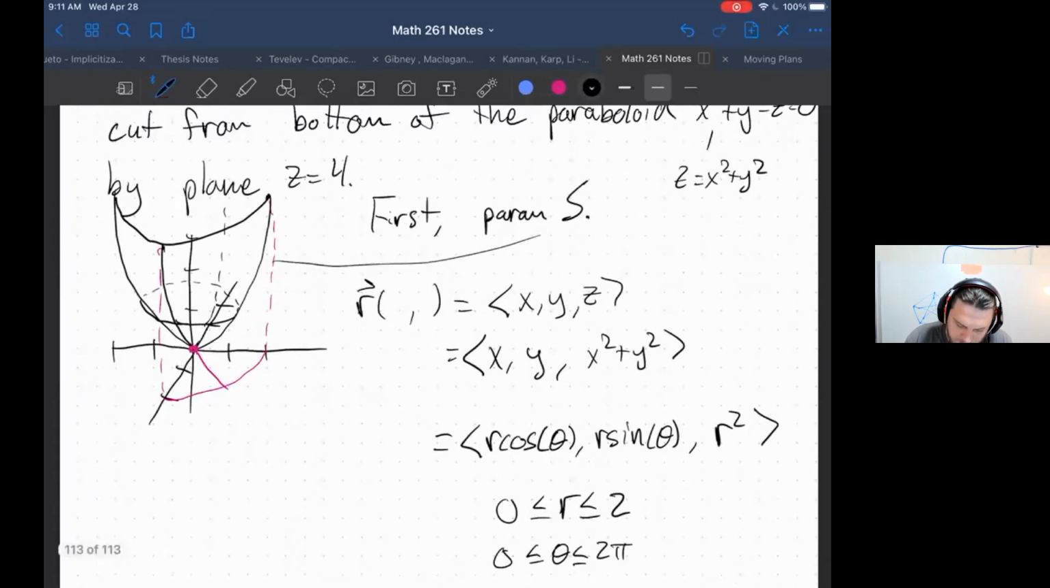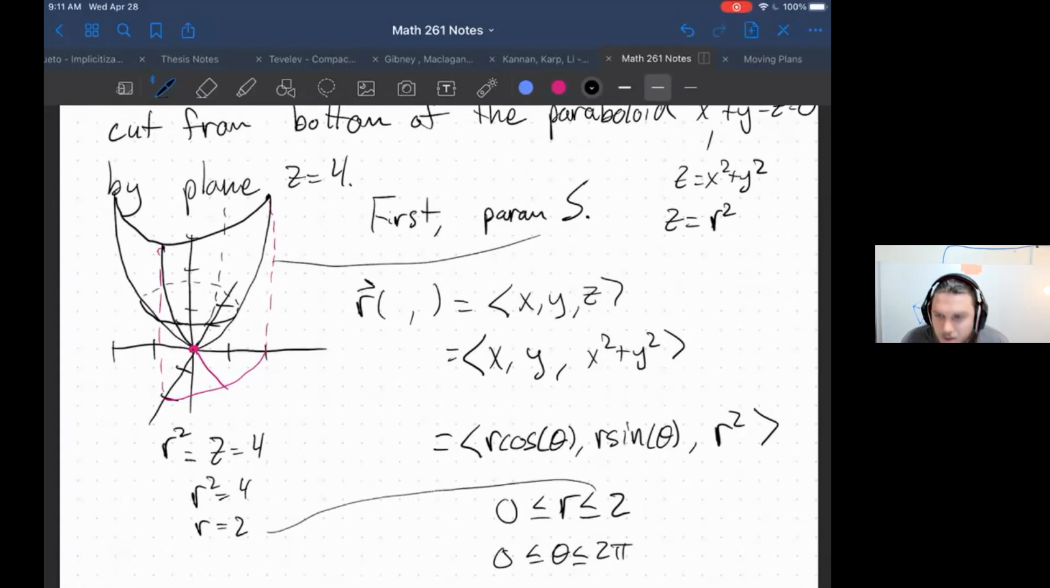The other way is, well, if z is equal to 4, but z is also equal to r squared, then you can say r squared is equal to 4, and then so the upper bound for r should be 2. So that can be another way you can go through and search for radius. Right, a lot of these ways you can do algebraically or you can do geometrically.